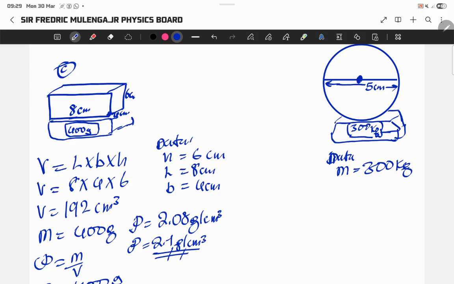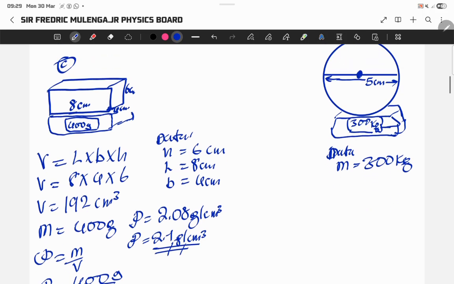Then we've been given the diameter of this small spherical ball as 5 centimeters. So what will be the radius? We know that the radius is the distance from here to there, so half of 5 is just 2.5. So the radius given is 2.5 centimeters.